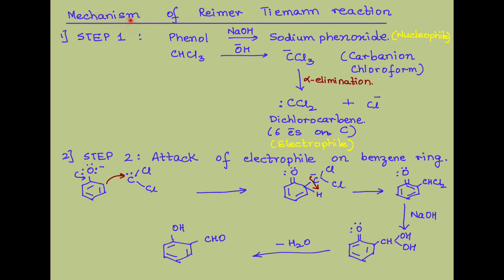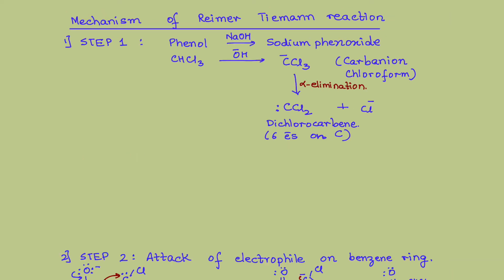When we talk about the mechanism of the Reimer Tiemann reaction, I'm going to break it down into steps. The first step involves phenol and chloroform being affected by the strong alkali which is there in the reaction mixture. So phenol, in the presence of sodium hydroxide, gets converted into sodium phenoxide, and chloroform gets converted into dichlorocarbene. Now, it's a lot of information to absorb at this point. So let's do it step by step.